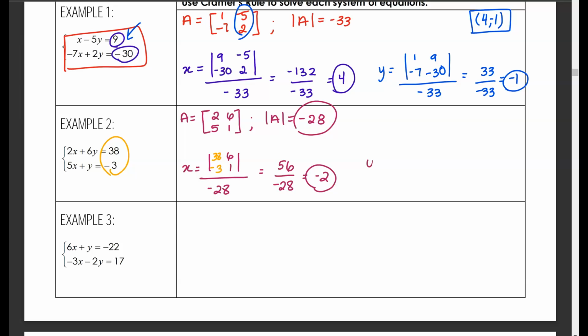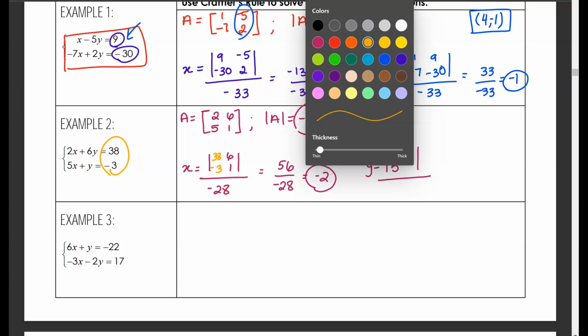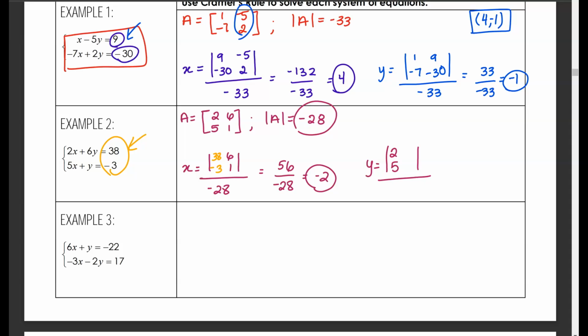Now let's do the y value. Again, we're going to copy that coefficient matrix of 2 and 5, except now I'm going to take the solutions and replace them with the y value. So I get 38 and negative 3, and that's going to be all over my determinant of negative 28.